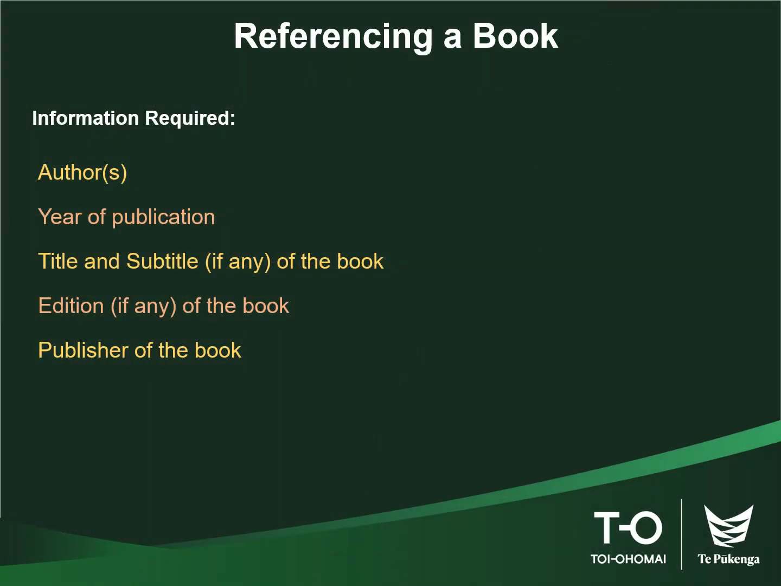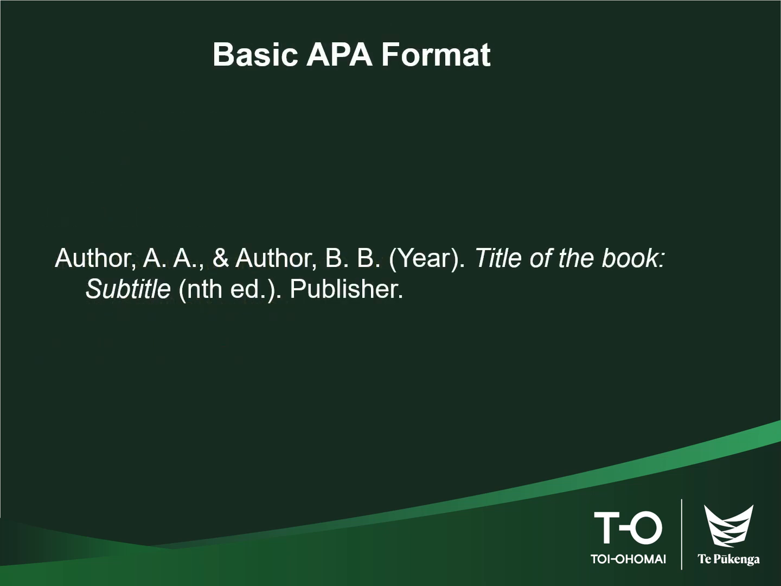To reference a book, you will need author or authors, year of publication of the book, title of the book, subtitle of the book if any, edition of the book if any, and the publisher of the book. Please note that the use of correct punctuation and capitalization in a reference entry are important elements of the APA 7th edition style. Here's an example of the basic format that we use.